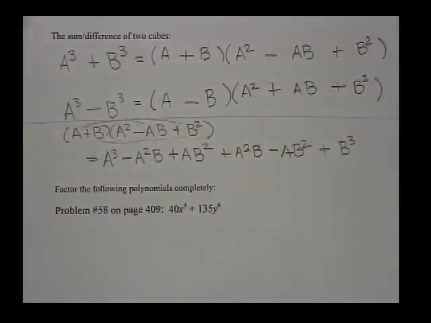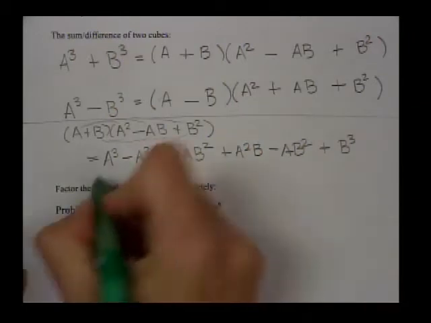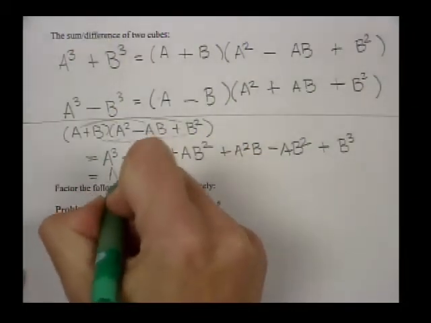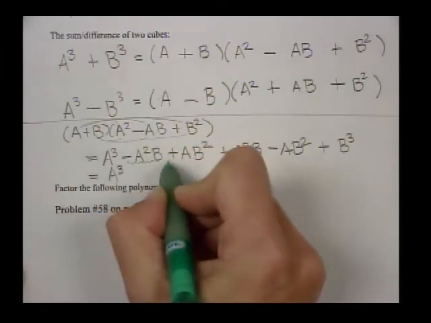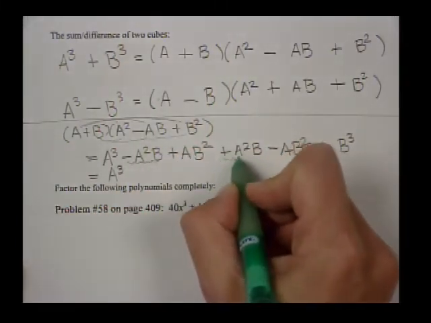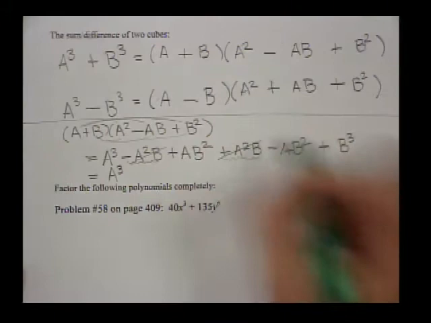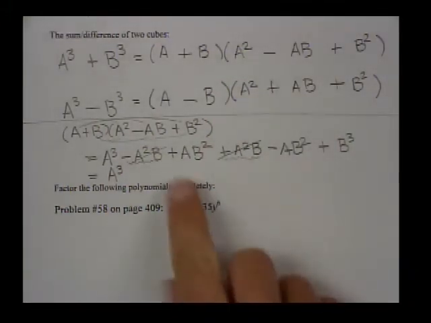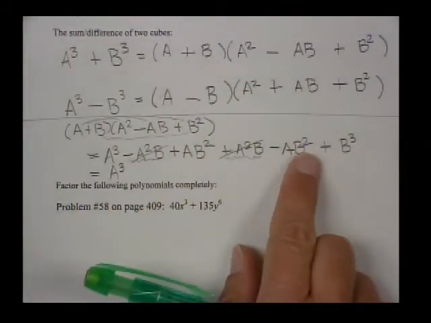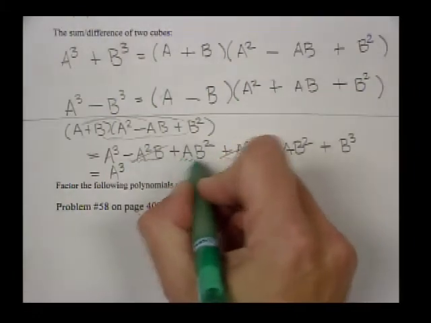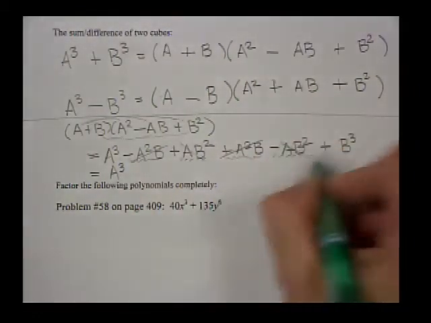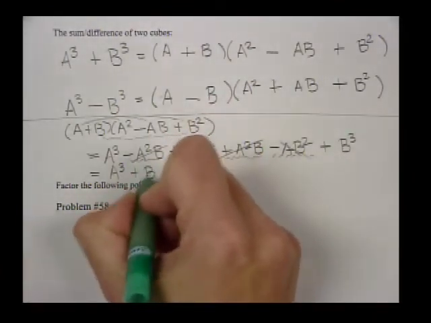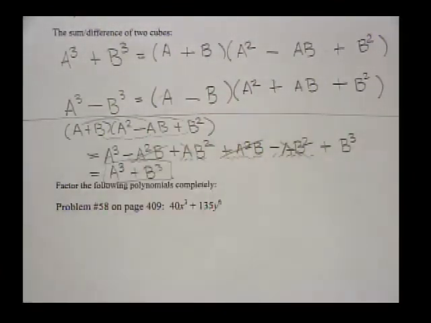And now we want to look for like terms. Well, there's only one a cubed, so that just stays there. And here's a minus a squared b, and here's a plus a squared b, so they cancel. And here's a plus ab squared, but then there's a minus ab squared, so they're going to cancel. And then we just have plus b cubed left at the end. So that shows that that way of factoring worked.